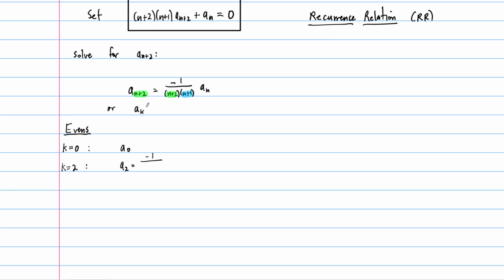So I want the index that I'm working with to be the one on this side. So a sub k is going to be negative 1 over k times k minus 1, all times a sub k minus 2. So the previous one. I'm going to look at this formula right here. It's the same, right? I just swapped out k equals n plus 2 and then shifted accordingly.